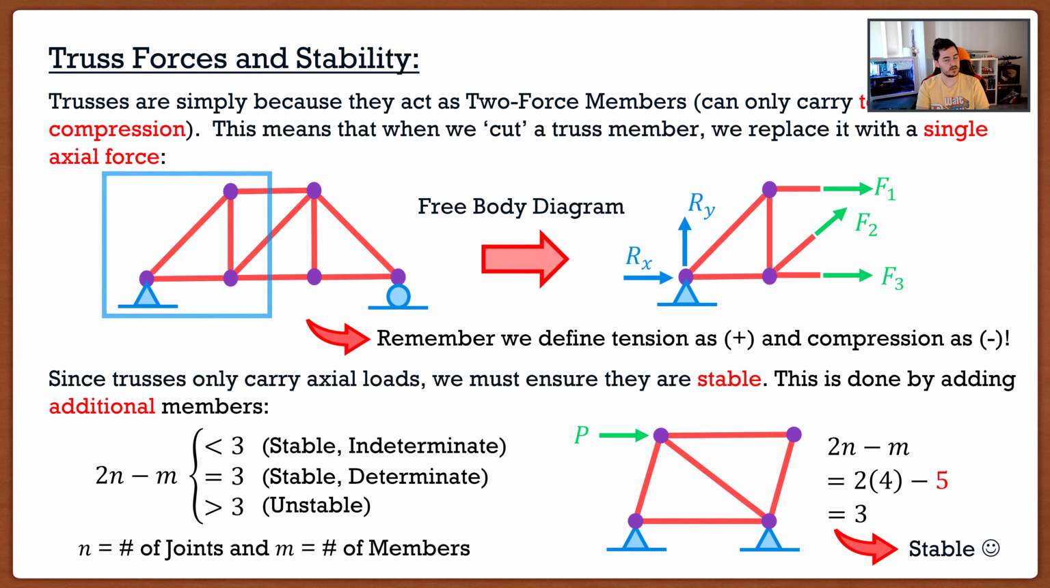So you guys are saying, okay, I know stable, I know unstable. What about determinate? I'm still a little bit confused with that indeterminate determinate thing. Well, let's see what happens. So for an indeterminate truss, we would add another member. In this case, we would add another member like this. So we can see that it's definitely going to be stable.